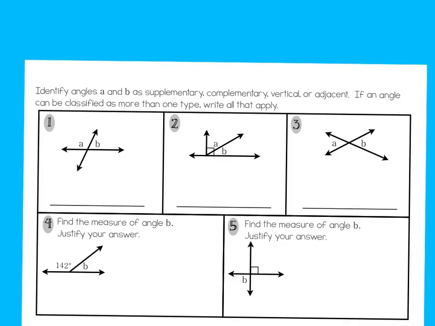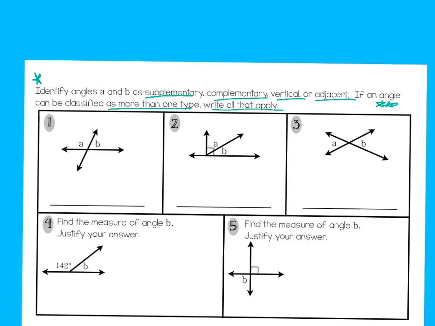Okay, so now we're just going to do a little bit of practice, and if you read the directions up here, it says identify angles A and B. So all of these 1 through 5 are using the letters A and B. So we're going to identify them as being supplementary, complementary, vertical, or adjacent. Also, if an angle can be classified as more than one type, we're going to write all that apply.